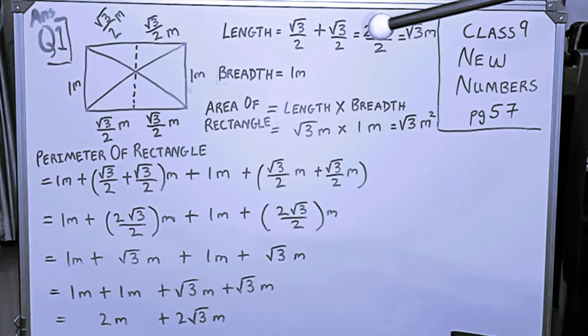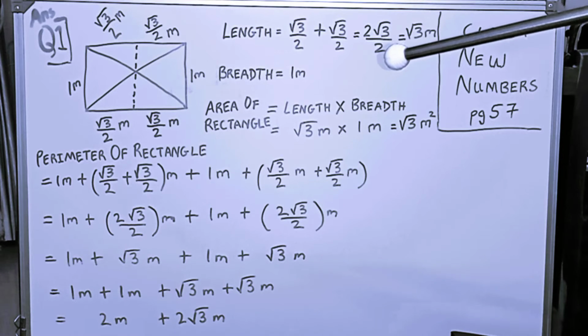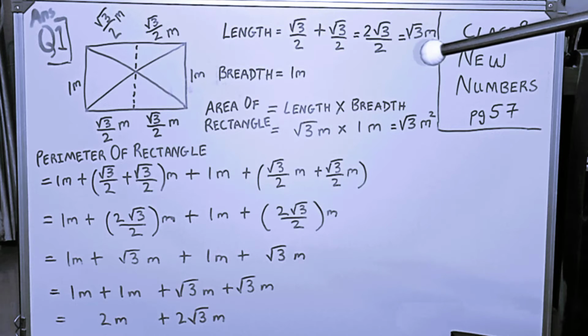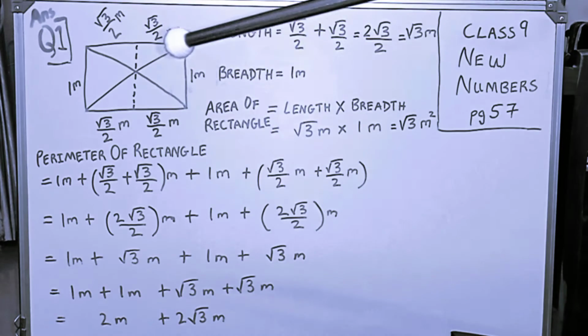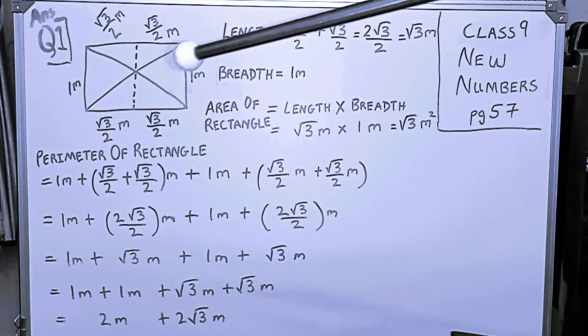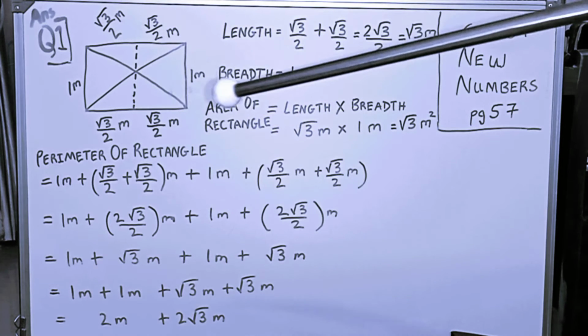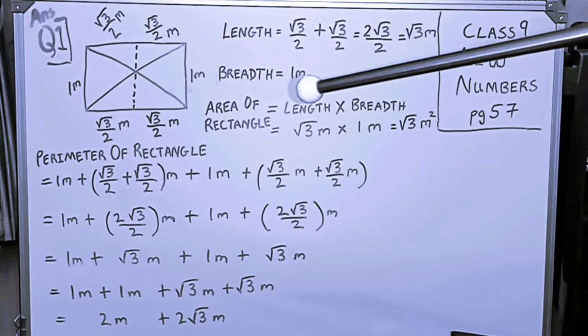If you cancel the numerator 2 and denominator 2, you will get root 3 meter. That is the length of this rectangle. Okay, this is the length. From here till here is the length. This is the breadth. Breadth is 1 meter.